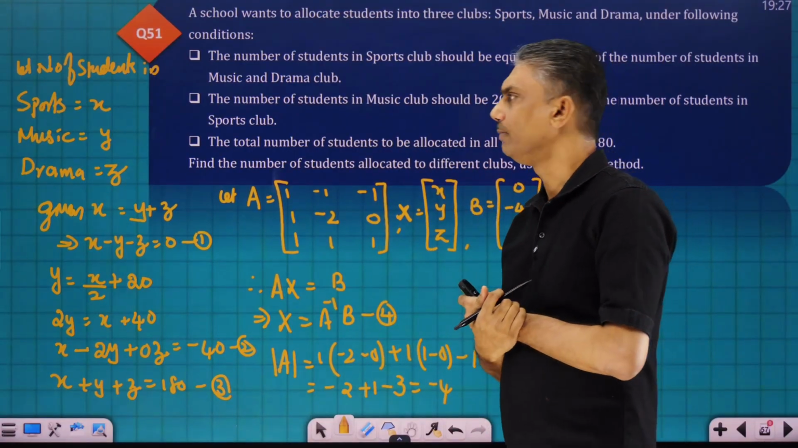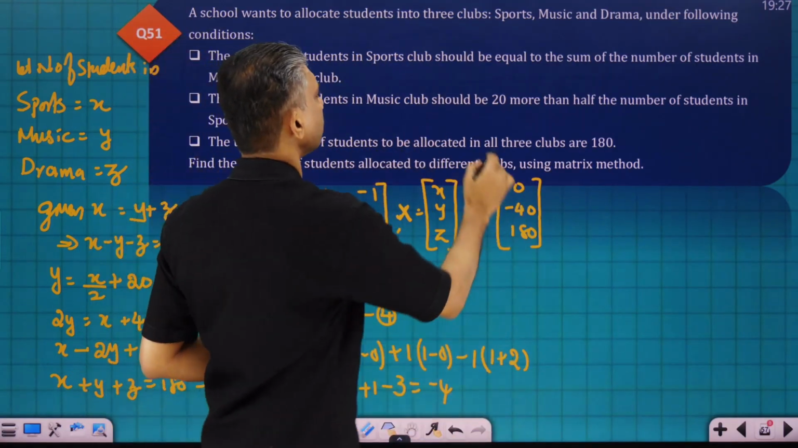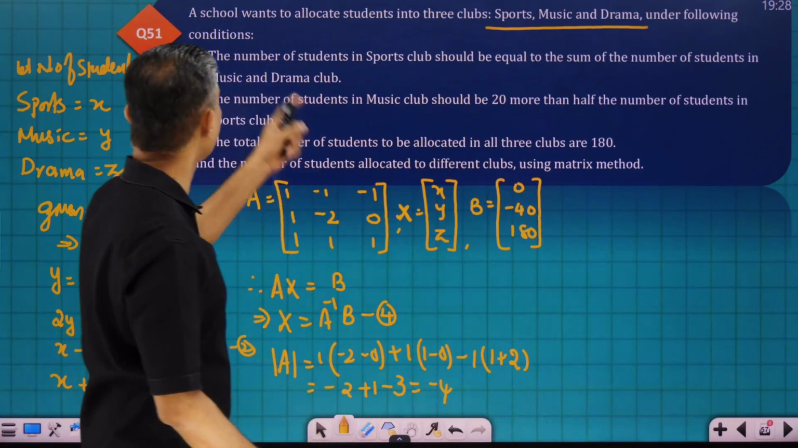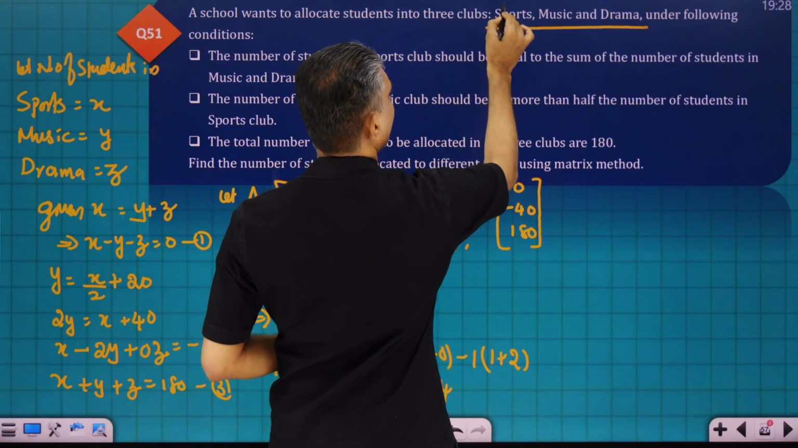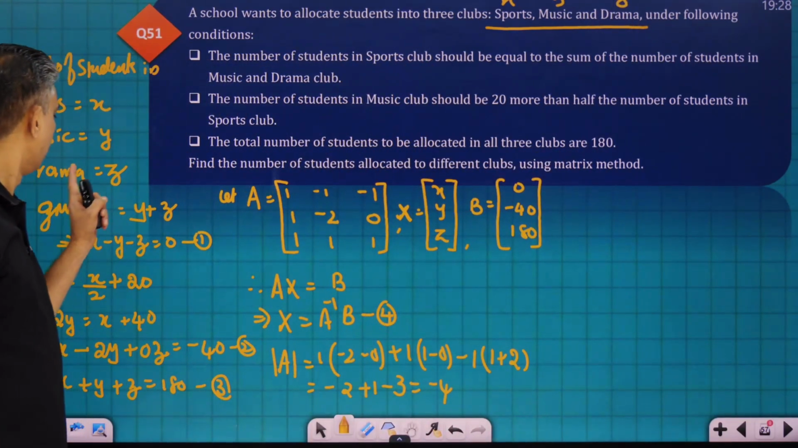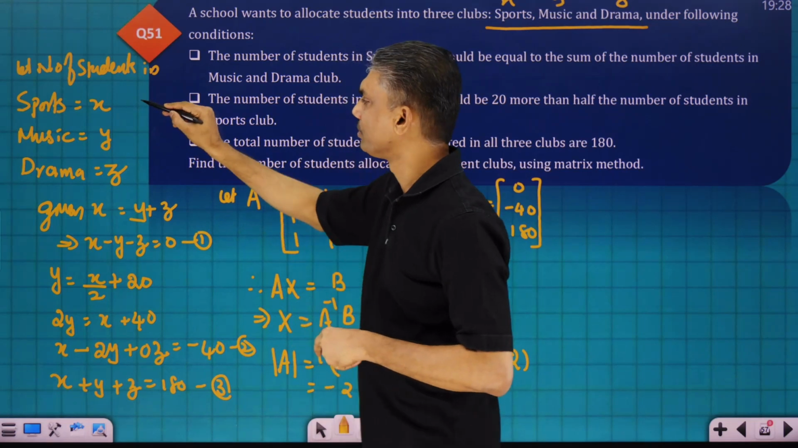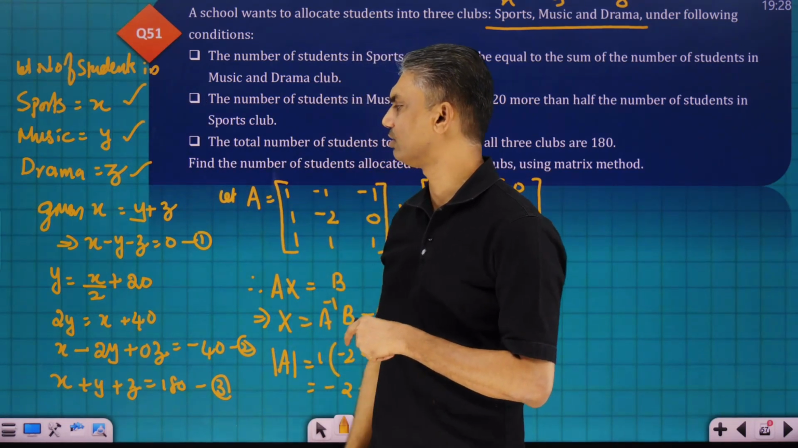A school wants to allocate students to 3 clubs, sports, music and drama, under the following conditions. The number of students in sports. Let this be X, this be Y and this be Z. Let the number of students in sports equal X, music equal Y, and drama equal Z.